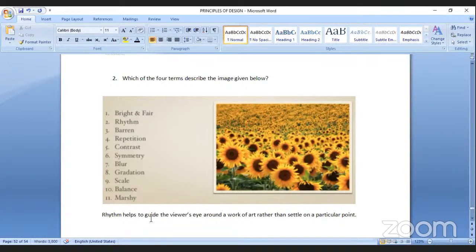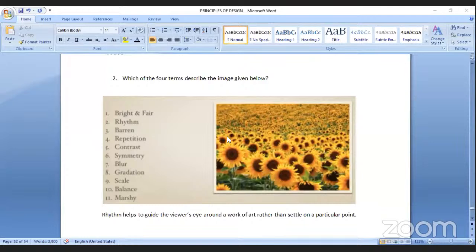One of the definitions, I'll put it there: it helps guide the viewer's eye around the work of art. It is not always movement. So at least I feel rhythm is there. Is it barren? No, ma'am. Fourth one, repetition is there? Yes, there is repetition.